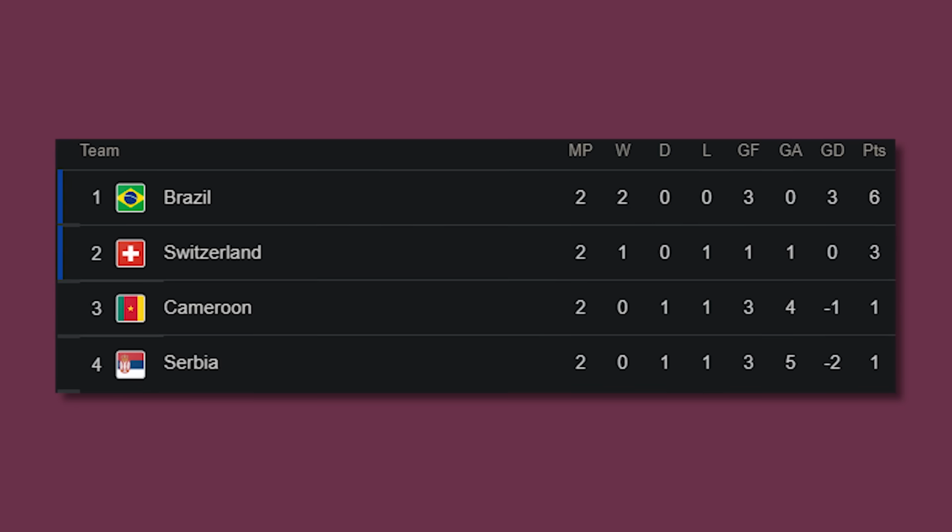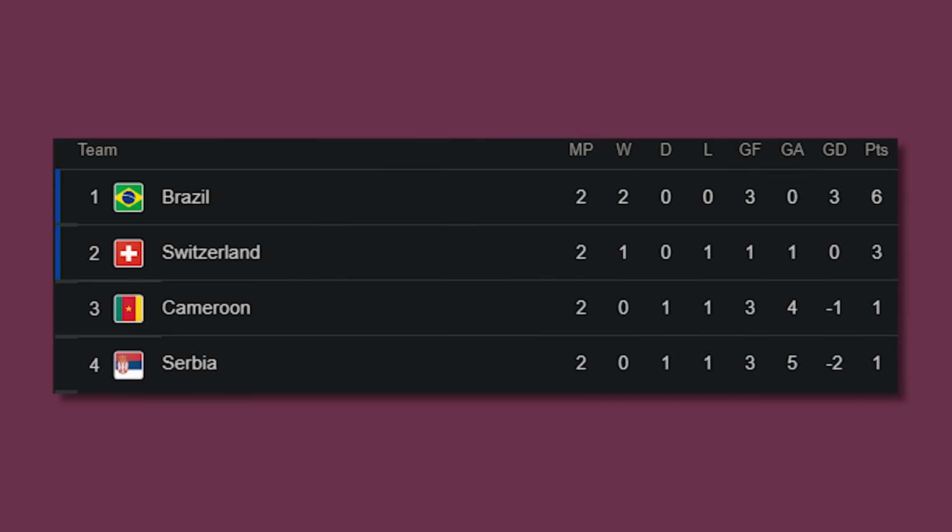Group G, as it stands, has Brazil winning. Switzerland is below in second place, and they play Serbia next. The Swiss need either a draw or a win, while Serbia need to win to advance. Cameroon are still in it as the final day looms. They play Brazil next though, so I wouldn't say their chances are very high.